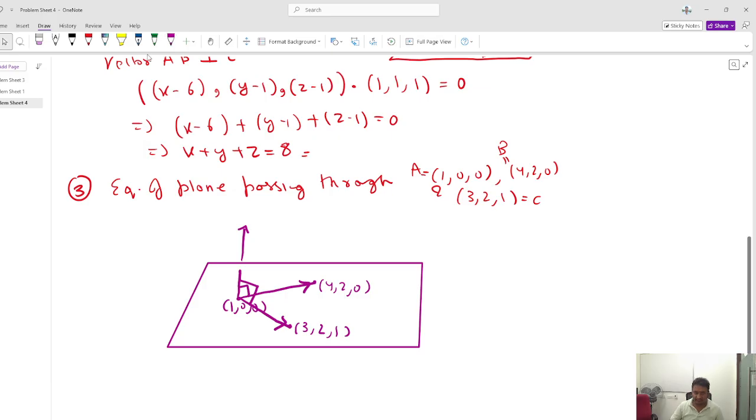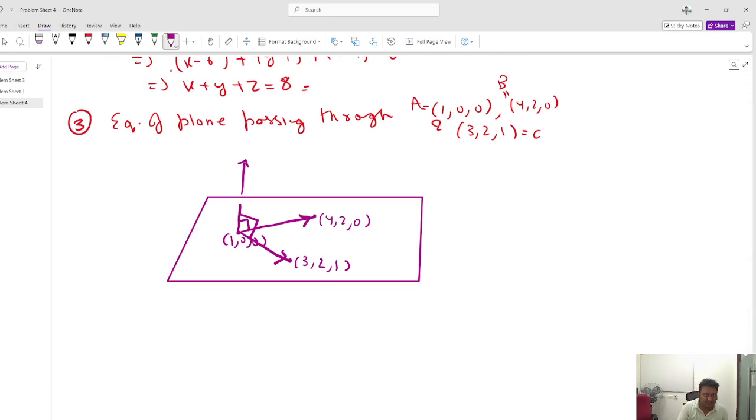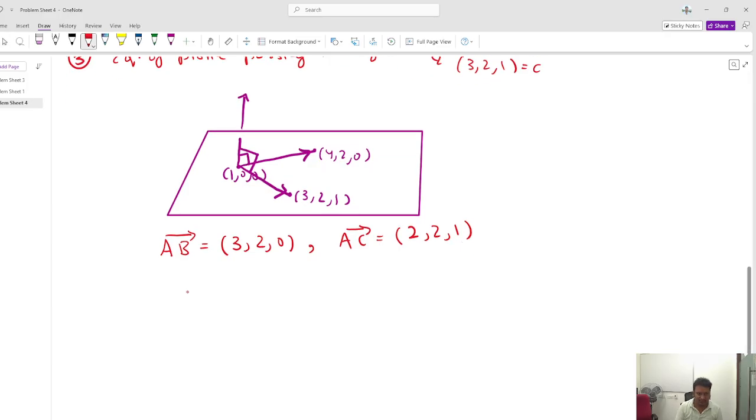So let us compute these things. What will be the AB vector? This is nothing but (3, 2, 0), right? We are avoiding the i, j, k notation; I'm very lazy to write it. And what will be the AC vector, guys? It will be (2, 2, 1). Now you know how to do the cross product.